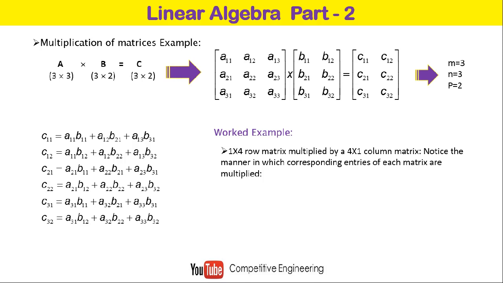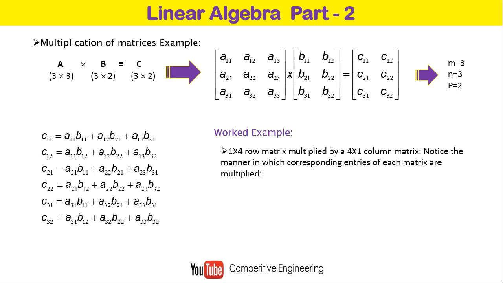So here is a worked example. It is just a simple example. We have a 1 by 4 row matrix, which has only 1 row and 4 columns, and we are multiplying it with a column matrix, a 4 by 1 matrix. We notice the corresponding elements are multiplied. We know that the number of columns in the first matrix is 4 and the number of rows in the second matrix is 4, so we can multiply those matrices. After multiplication, what will be the order of the matrix? It will be 1 by 1.